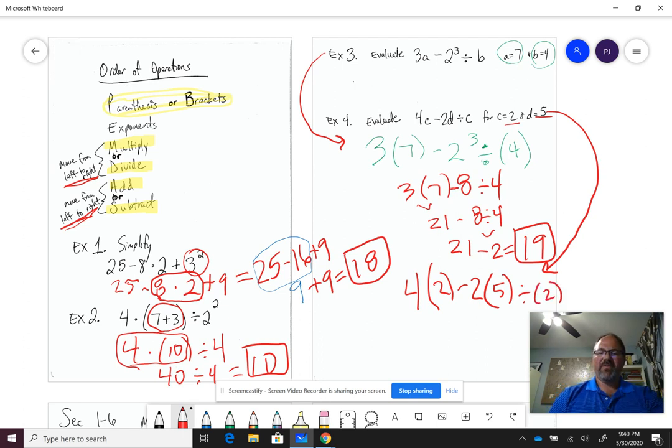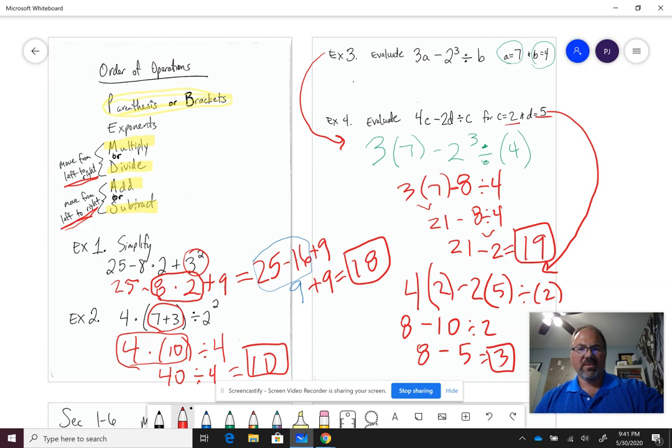Okay, follow your order of operations. We've got multiplication, 8 minus 10 divided by 2. Okay, division before subtraction. So that's going to be 5. 8 minus 5 equals 3. I was able to fit it in. All right, let's see what else we have here.